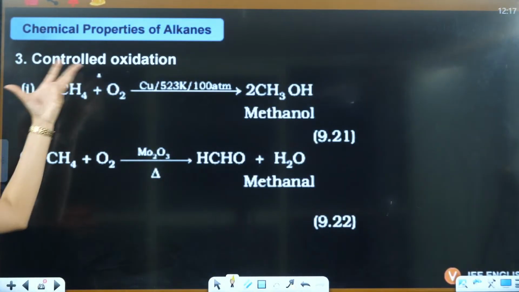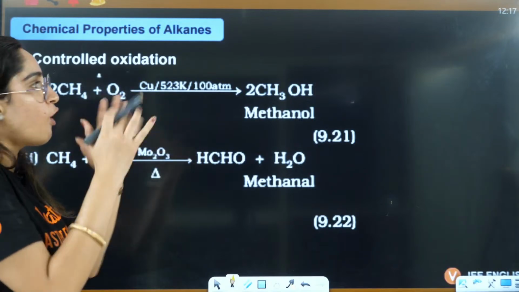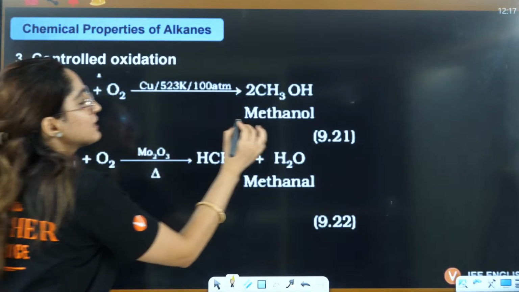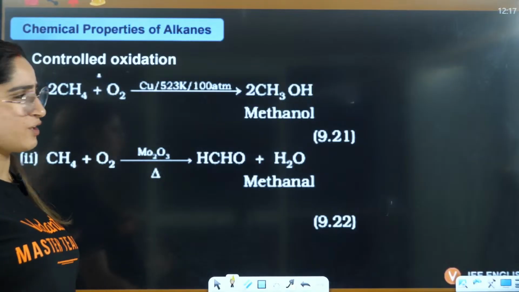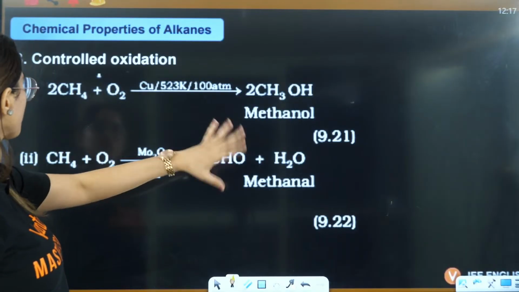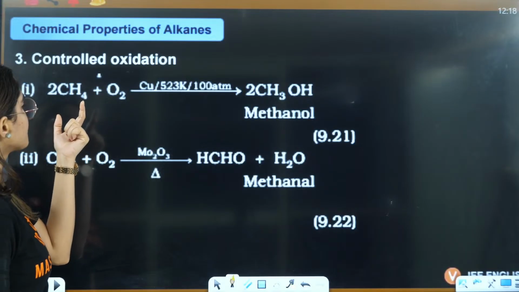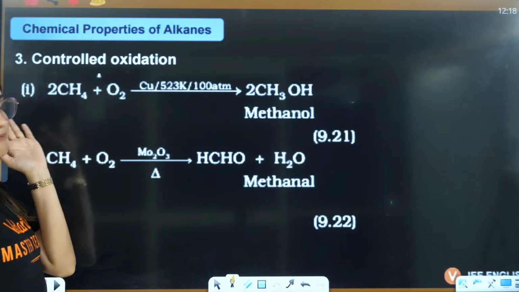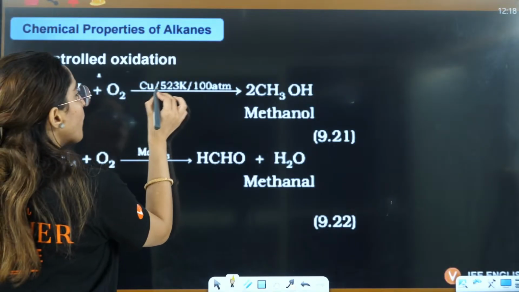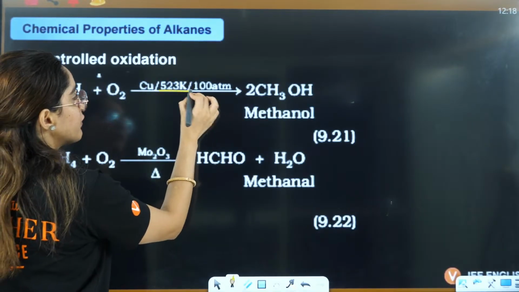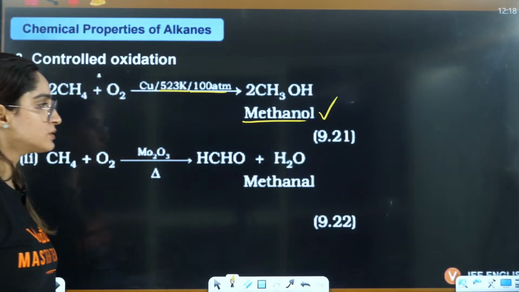So what about controlled oxidation? When you specifically want to form something, like you want to form methanol. So what you do here, these are from your NCERT only, I think directly, or this is from Tattva. I think this is there in NCERT as well. This is alkane with methane. If you give O2, copper at 523 Kelvin, 100 atmospheric pressure, you will have the formation of methanol, right?